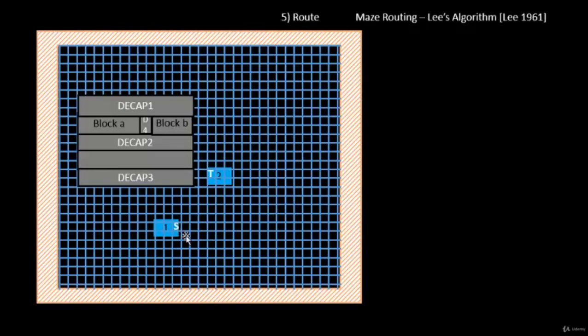So one is called the source, and the other one is called the target. Now through the help of this routing grid, the algorithm has to find out the best possible way to connect this source with this particular target. So how does it do that?